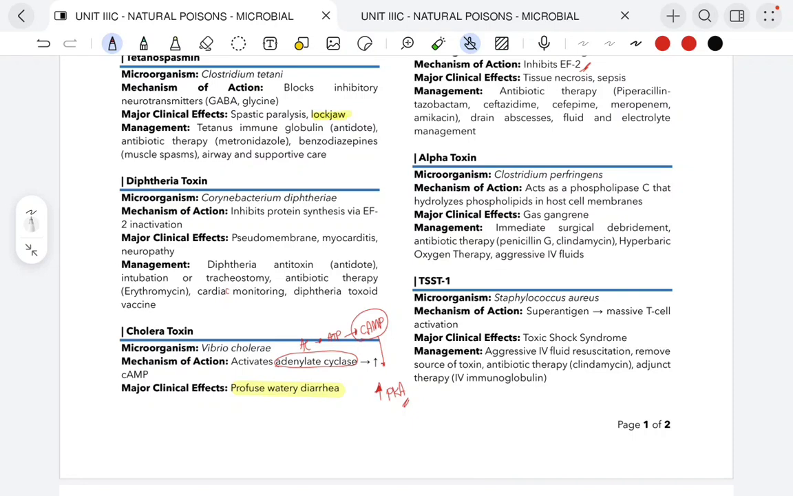So the affected part of our skin will be removed, and we can also provide antibiotic therapy using your penicillin G, and we have your clindamycin. And aside from that, we can provide hyperbaric oxygen therapy. So when we say hyperbaric oxygen therapy, we provide 100% concentration of oxygen. And lastly, we have your aggressive IV fluids.